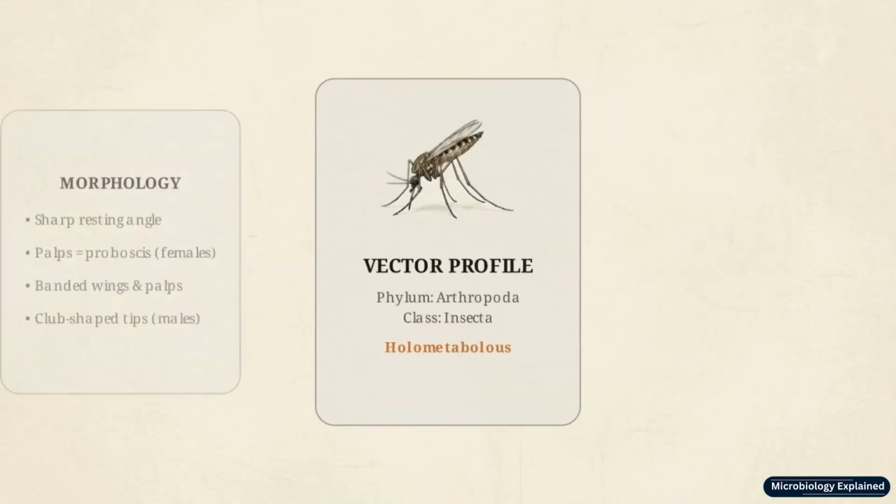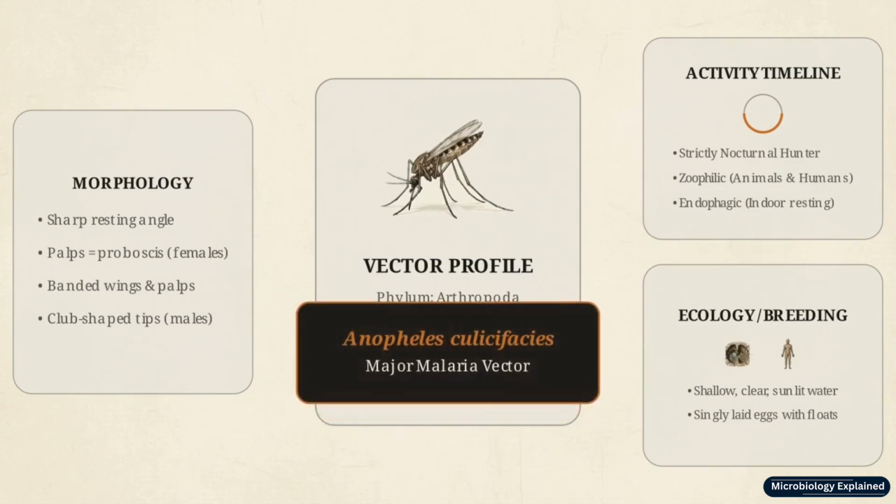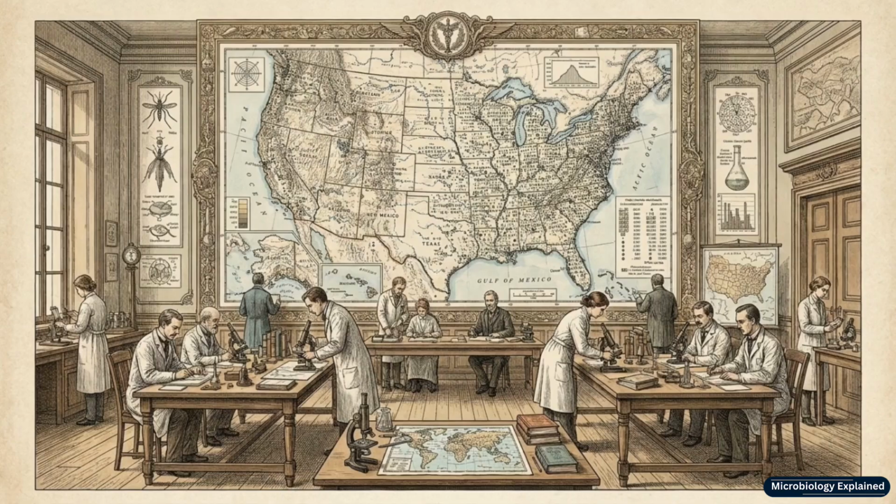Effective disease control is a battle of specific intelligence rather than a one-size-fits-all approach. By combining precise morphological identification with behavioral and ecological data, public health professionals can design targeted interventions to break the chain of vector-borne diseases.